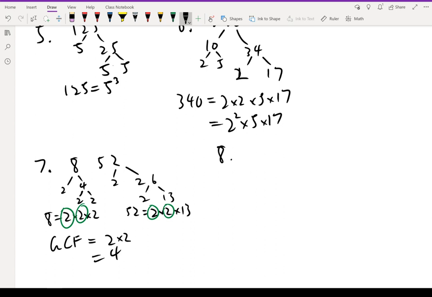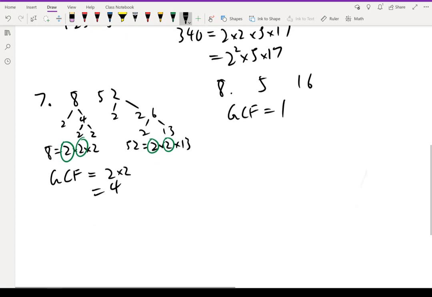Question 8 is going to be 5 and 16. And unfortunately, there are no common factors between 5 and 16 other than 1. So the GCF is equal to 1. Okay, so if there are no other common factors, then the GCF will be 1. Question 9.